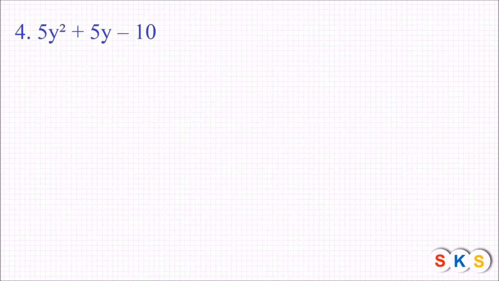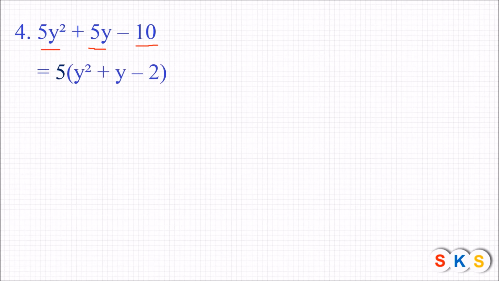Here we have question number 4. In this question you can see that 5 is common, right? You can see that 5y square you can write as 5 into y square, and 5y you can write as 5 into y, and 10 you can write as 5 into 2. So there is a common number in all three terms, that is 5. So we will take 5 as a common. So what will we get in the bracket? y square plus y minus 2.